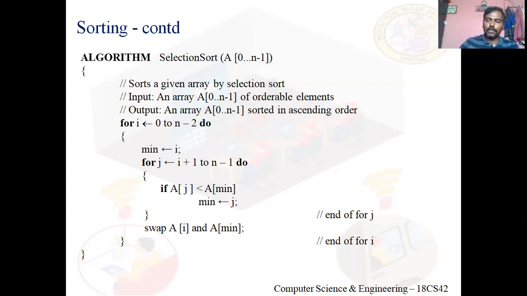First, it identifies where is the first smallest element in a sequence, and then it swaps the first element with that element. In the second pass, it identifies where is the second smallest element. Then it swaps that second smallest element with the element in the second position. This is about selection sort.